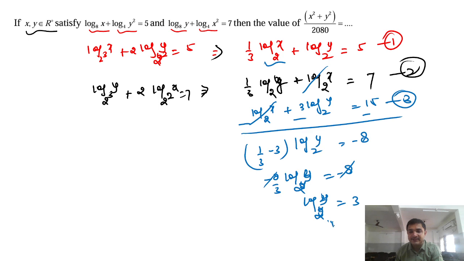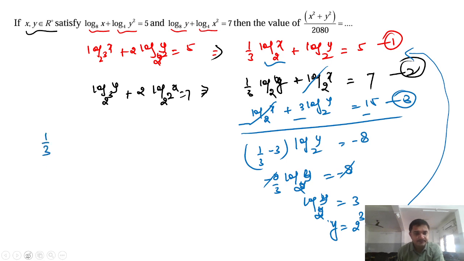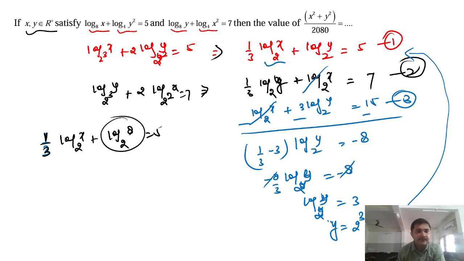Yes, so from here y is equal to 2 cube, that is nothing but equal to 8. You can substitute the y value in any of the equations in order to get x. So if I'm substituting y equal to 8 here, we'll be having 1 by 3 log of x base 2 plus, putting 8, log of 8 base 2, that is equal to 5. Now tell me, what is log of 8 base 2? It is 3. So we'll be getting 1 by 3 log of x base 2 equal to 5 minus 3, 2.